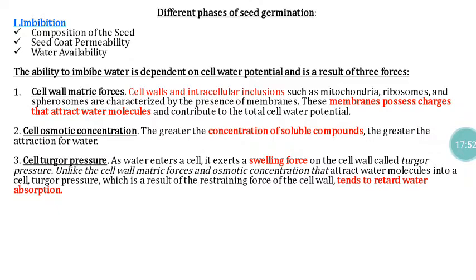So here the cell turgor pressure acts as a regulating force. As and when the seed attains its maximum capacity, the cell turgor pressure automatically retards the water absorption. So this is a controlling mechanism. The osmotic concentration helps the seeds to uptake moisture, and as and when they attain maximum capacity, the cell turgor pressure retards the further entry of water.